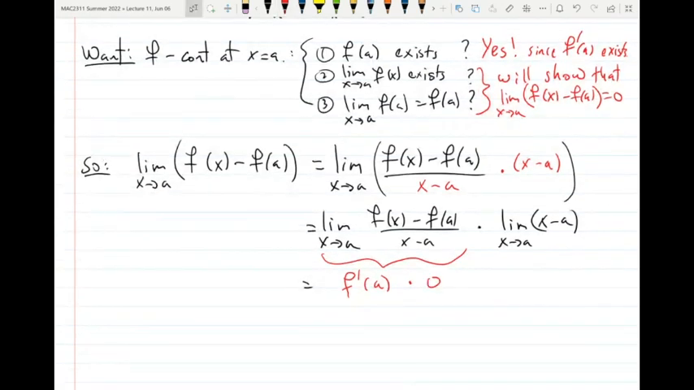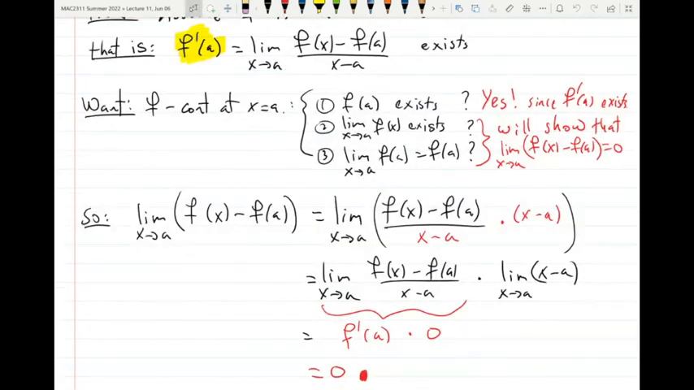0. That's 0. Remember, plug in x equals a, right? You get a minus a, which is 0. So this is a number times 0. What is it? That's 0. So we just showed that the limit of f of x minus f of a equals 0. So we proved 2 and 3 above. Okay?